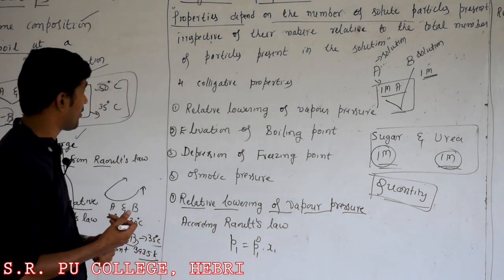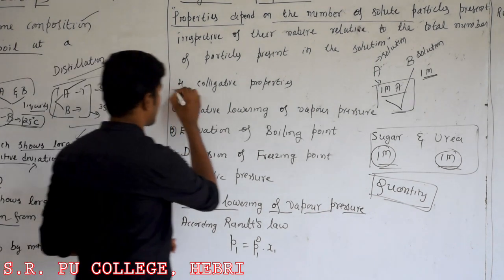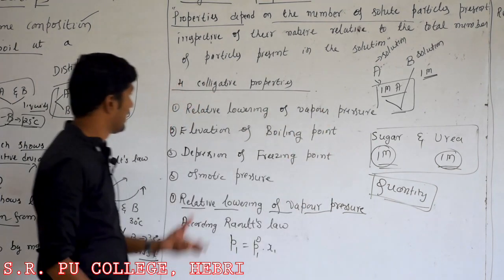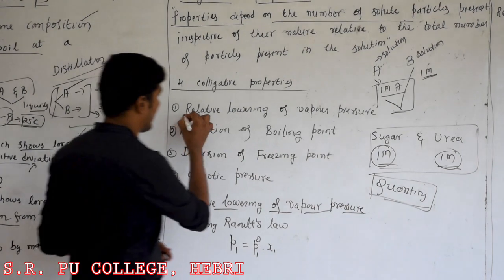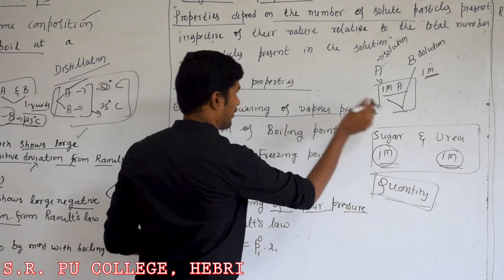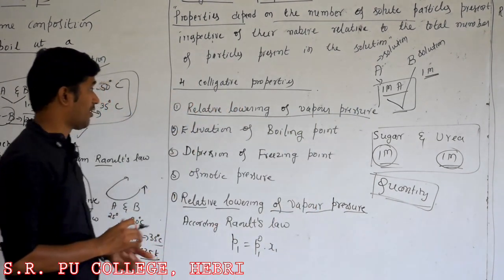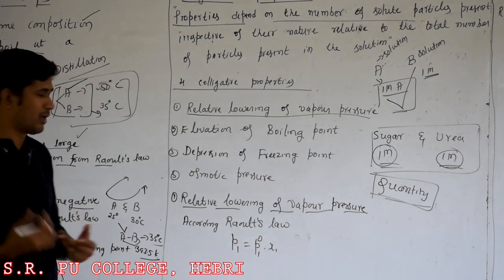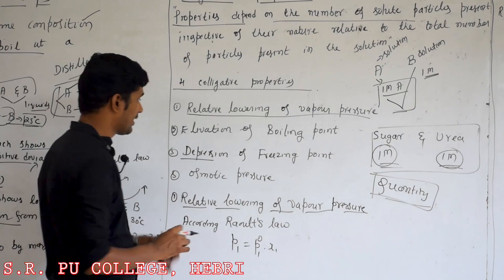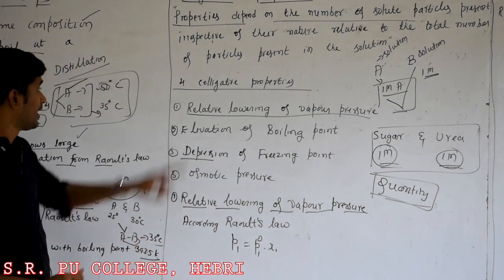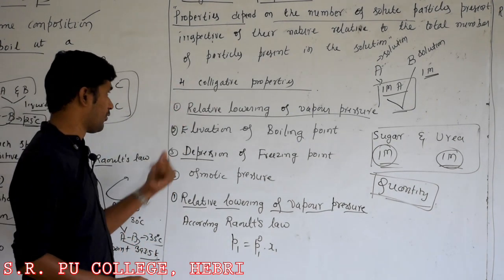There are 4 types of colligative properties. What are those 4 types? This is very, very important. The first colligative property is relative lowering of vapor pressure. You heard about vapor pressure? Elevation of boiling point: there is an increase in boiling point. Depression of freezing point: freezing point decreases. Then osmotic pressure. This is important for 3 or 4 marks.